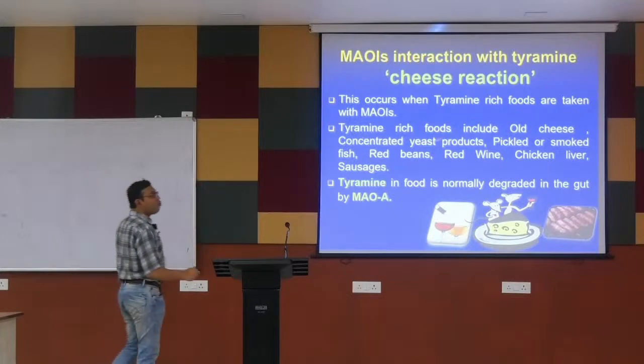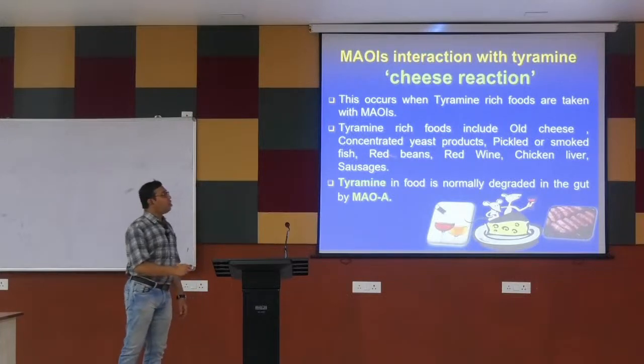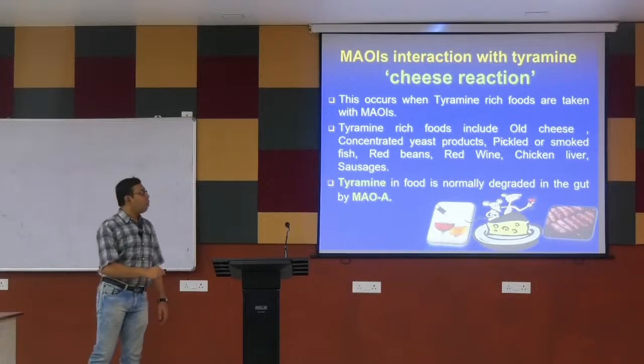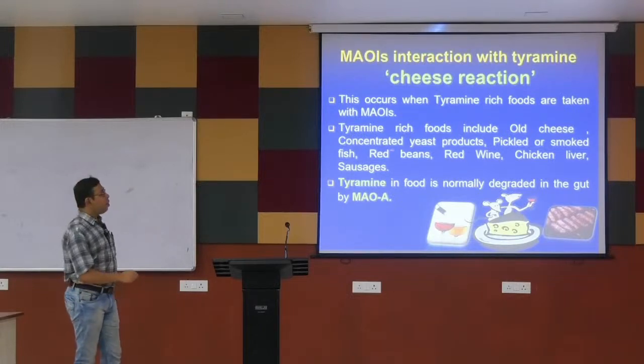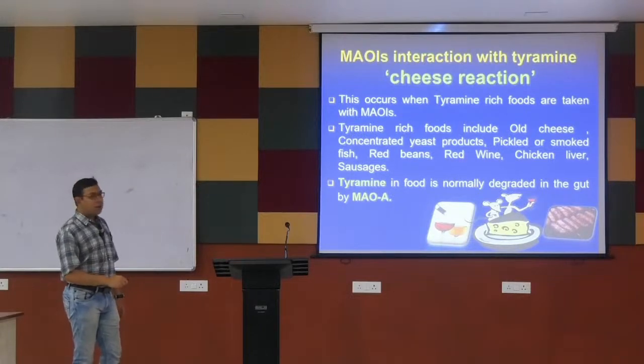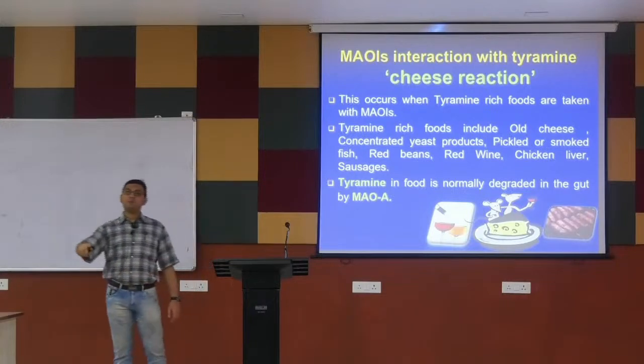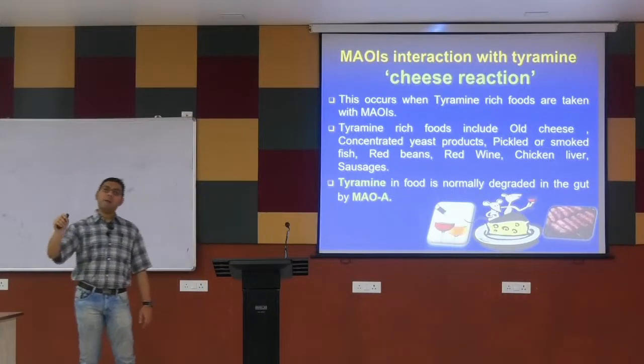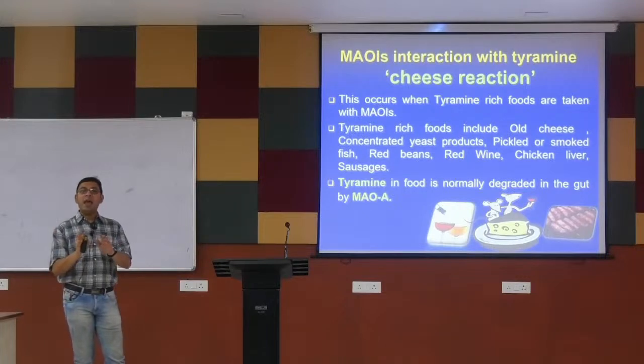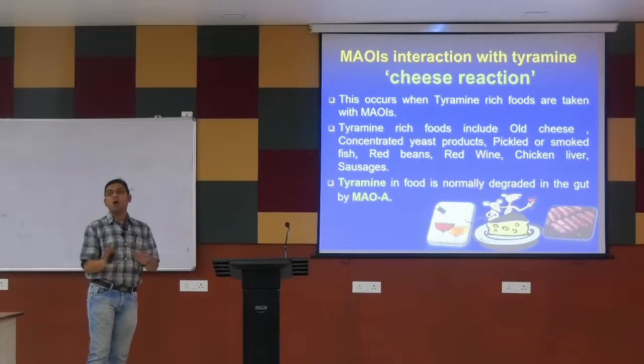And these tyramine-rich foods, what are the examples? Old cheese, concentrated yeast products, pickled or smoked fish, red beans, red wine, chicken liver and sausage. So if these patients are prescribed, they have to be told that you should stay away from these foods while you are on this drug.